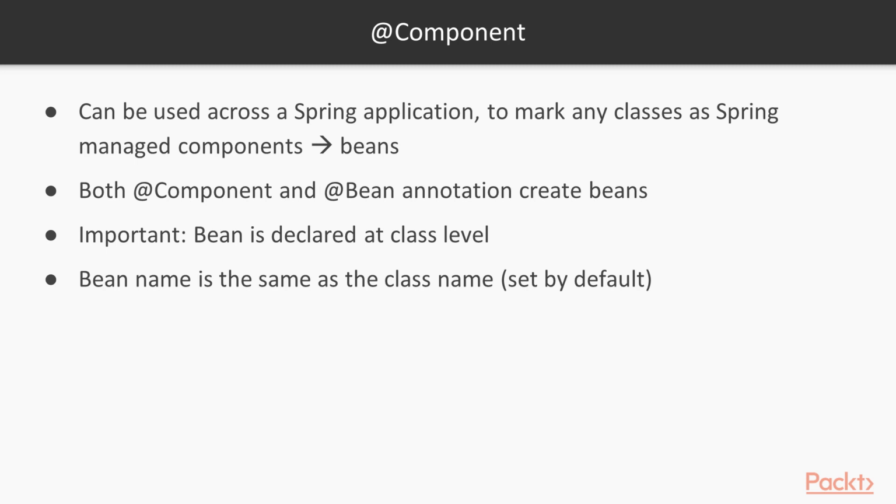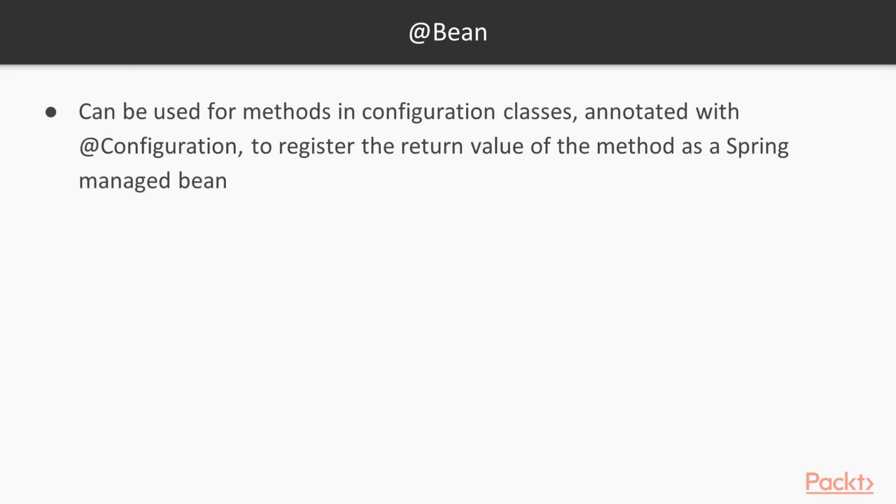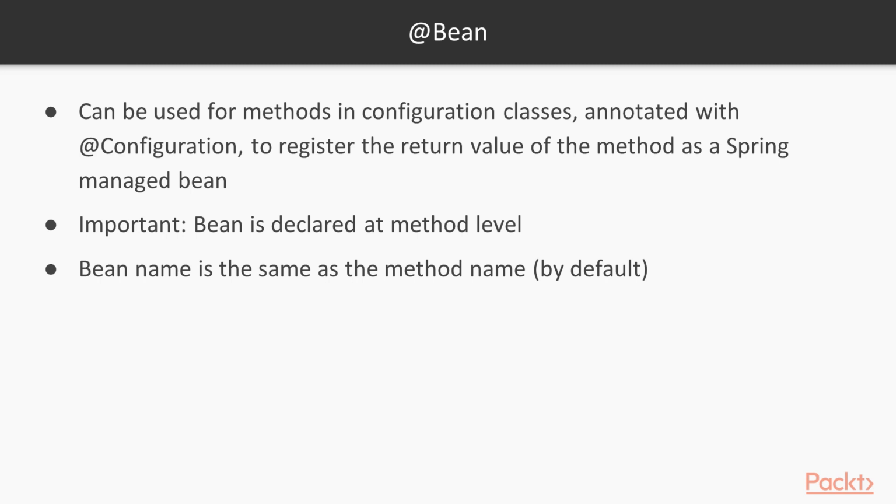Which brings us to the next annotation for creating beans, which is the bean annotation. And this annotation can also be used to create beans, but it can only be used in classes which are annotated with the Spring configuration annotation. The major difference is that the bean annotation is declared on a method level, which means that the actual return value of the method is going to be the Spring managed bean. And by default, the bean name is then the same as the method name.